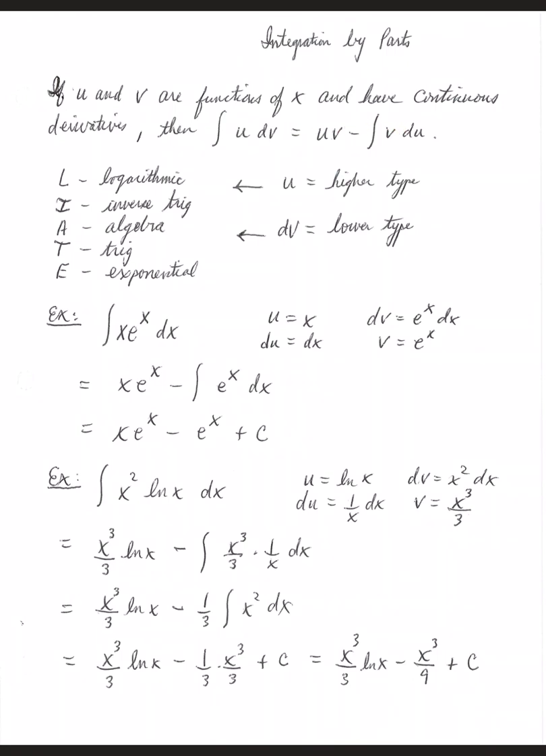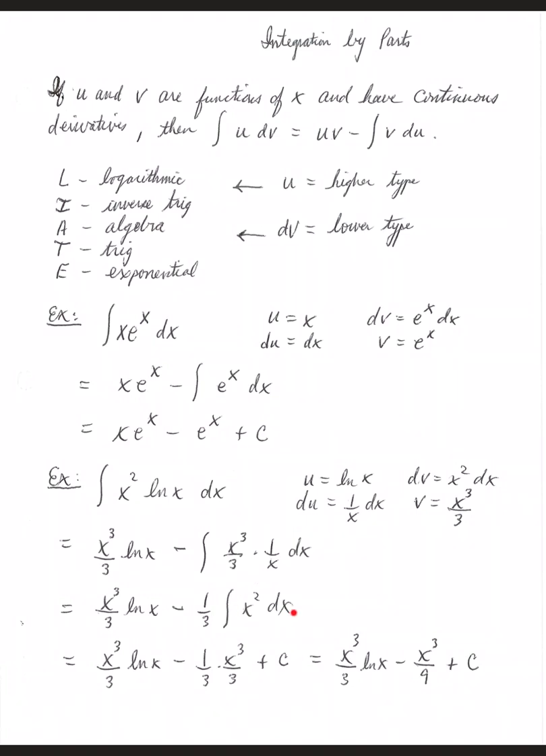Now, following our expansion formula, u times v, that's x cubed over 3 times natural log of x, and remember with multiplication you can do it in any order, minus the integral of v du, that's x cubed over 3 times 1 over x dx. This 1/3 I'm going to pull out. x cubed over x is x squared. The first half you leave alone, minus 1/3 times the integral of x squared dx.